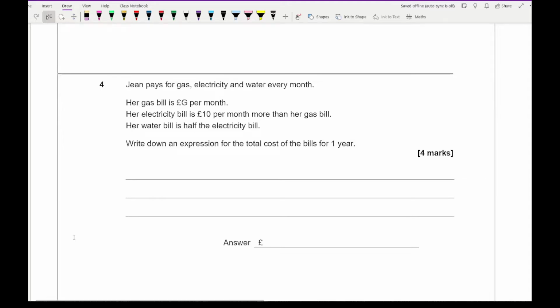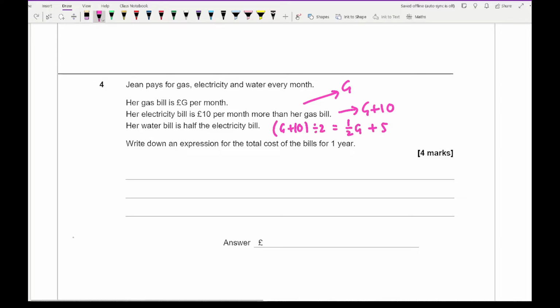Moving on to question 4, it says that Jean pays for gas, electricity and water every month. Her gas bill is G pounds per month, her electricity bill is £10 more than her gas, and the water bill is half the electricity bill. Write down an expression for the total cost of bills for 1 year. So looking at this, we've got a gas bill which is G pounds, so then electricity is £10 per month more, so that's going to be G plus 10, and then her water bill is half the electricity bill. Well, if electricity bill is G plus 10, we need to divide all of that by 2, which gives us half a G plus 5.